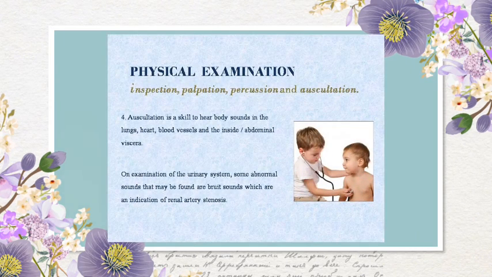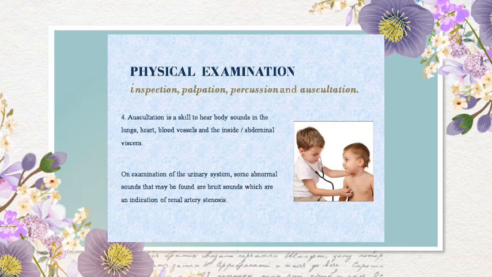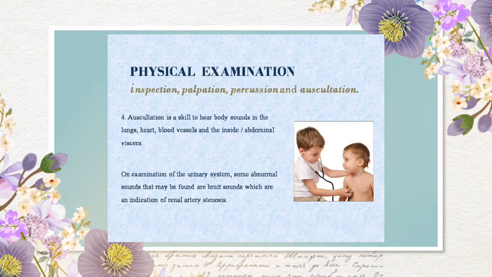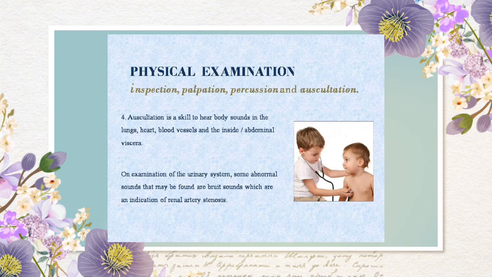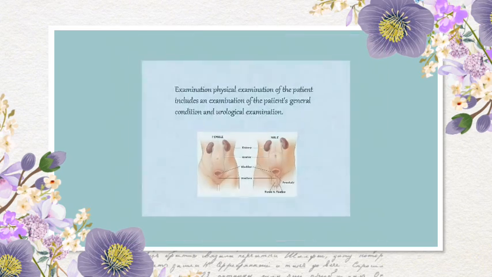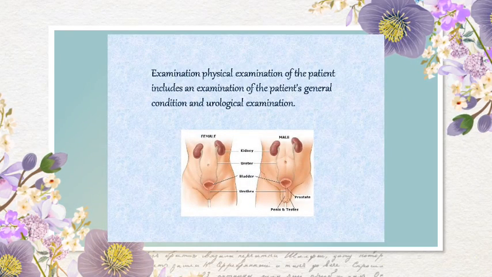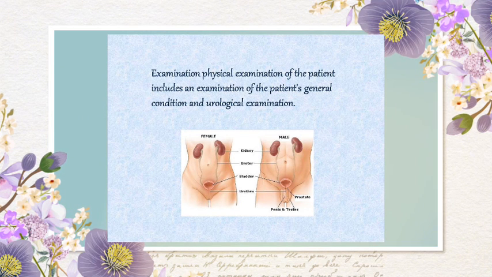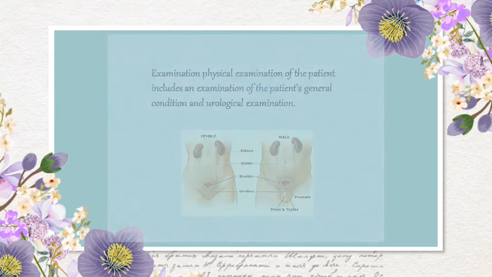And the last, auscultation, is a skill to hear body sounds in the lung, heart, blood vessels, and the inside of abdominal viscera. On examination of the urinary system, some abnormal sounds that may be found are bruits, which are an indication of renal artery stenosis. Physical examination of the patient includes an examination of the patient's general condition and urological examination.